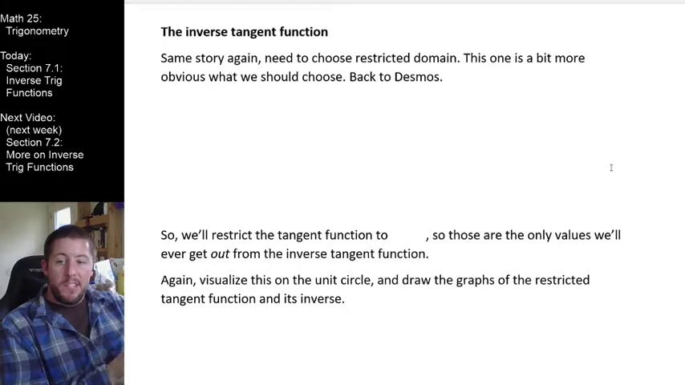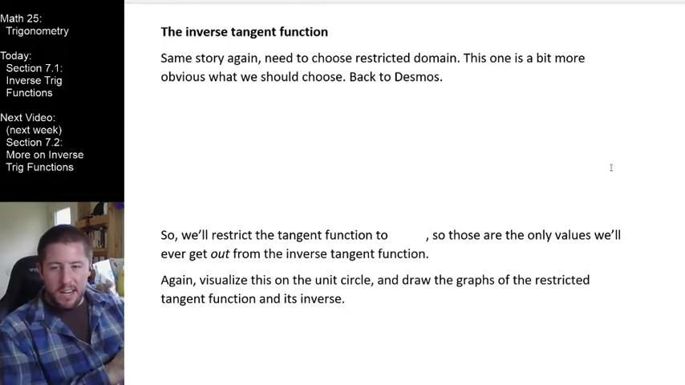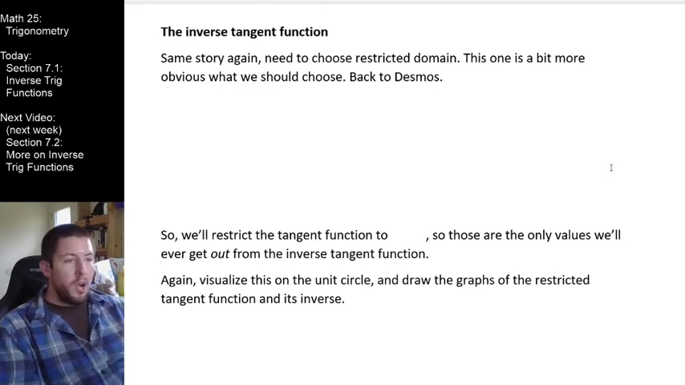So let's hit our inverse tangent here. It's going to follow the same story as sine and cosine. It's going to be a little bit easier to go ahead and find the things that we're interested in here.